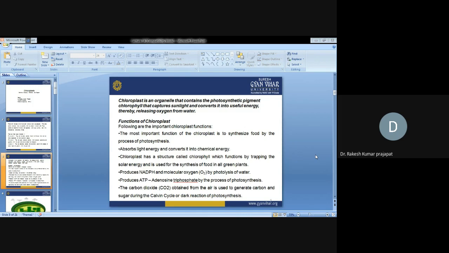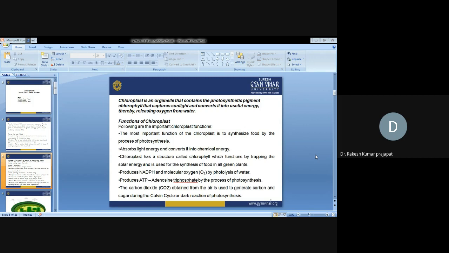Chloroplast is an organelle that contains the photosynthetic pigment chlorophyll, which captures the sunlight and converts it into useful energy, thereby releasing oxygen from water. So the main function of chloroplast is to capture sunlight, and this light energy is converted into chemical energy by the process of photosynthesis. Now we talk about the different functions.